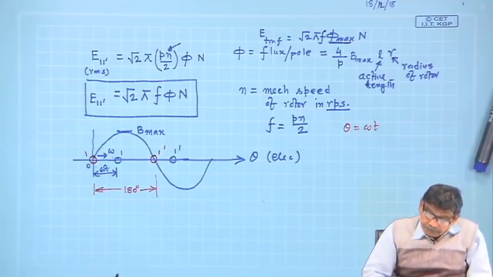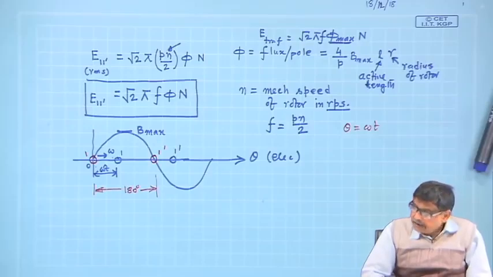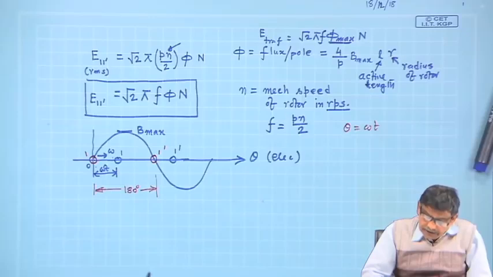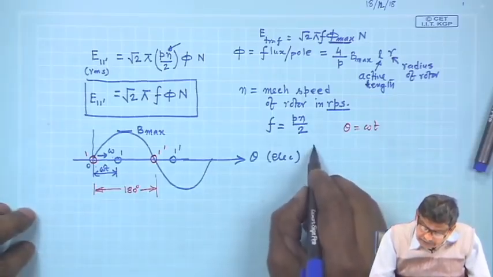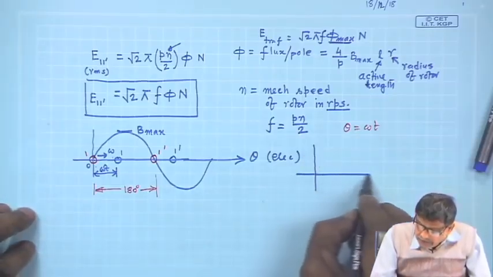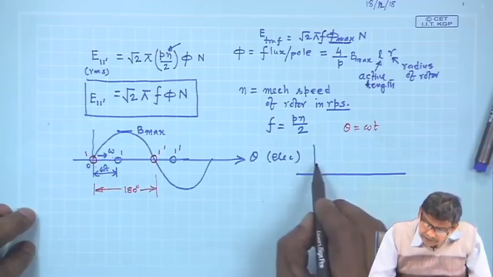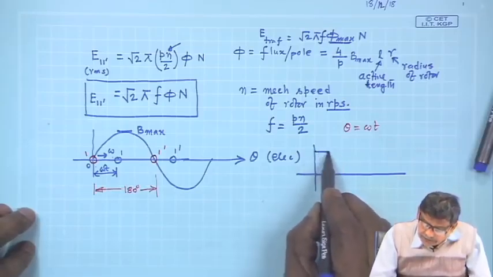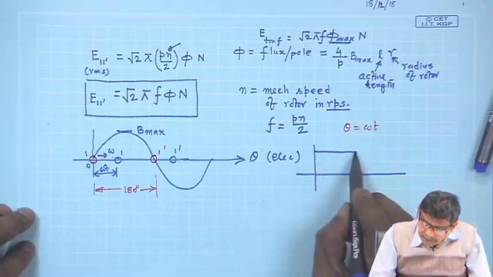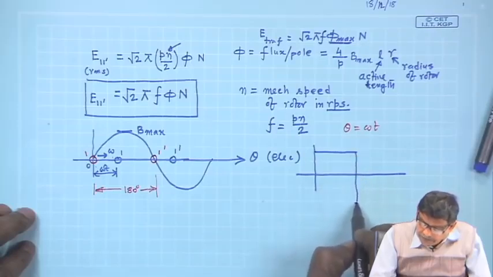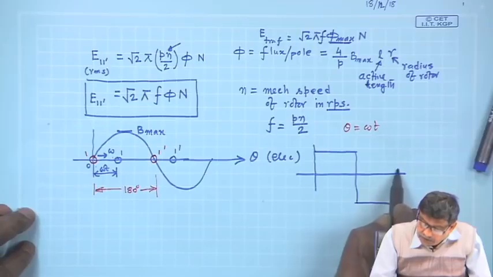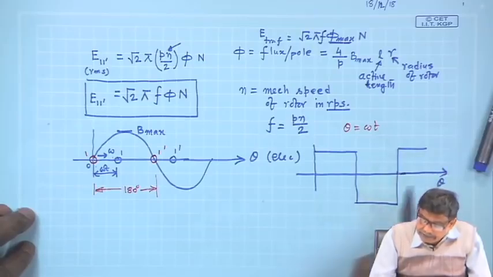Now, only one thing I would like to tell. I was telling you many a times that, after all, if you have a single coil, just listen, the flux density distribution will be rectangular in shape, is it not? That is what I was telling. South, north, they will go like this, and this is your space angle theta.